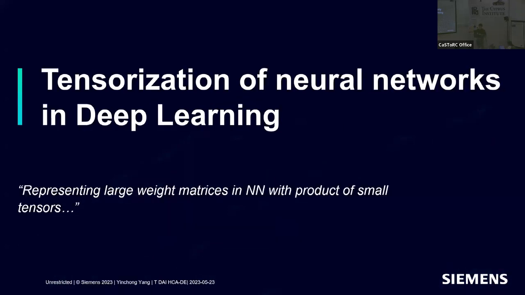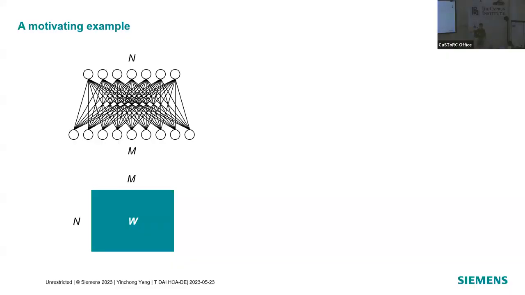Starting with the first topic, tensorization of neural networks in deep learning, the basic idea is: can we find a way to represent large weight matrices in neural networks with a product of smaller tensors? What I mean by that is the following. Here we see what we see quite often nowadays, a dense layer or fully connected layer. This is the most intuitive and the simplest building block within a neural network.